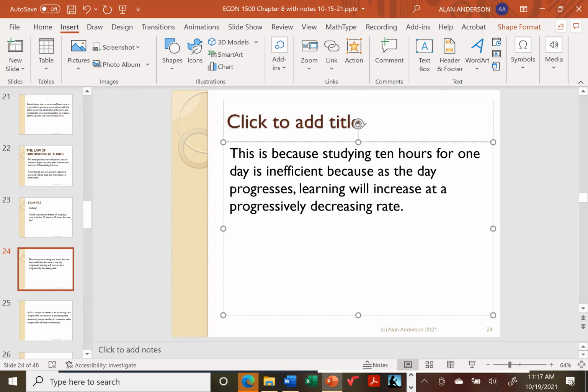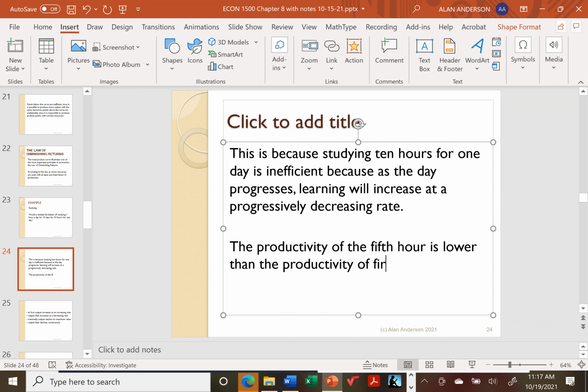say you decide I'm going to study all day on Sunday for my Monday exam. Okay, fine, you've got 10 hours. But what starts to happen as the day wears on? In the beginning, you're very productive. And then all of a sudden you realize you're getting a little tired and you're getting hungry and you're getting a little tired of studying. And so what's happening is that the productivity of, let's say, the 5th hour is lower than the productivity of the 1st hour and is falling with each additional hour.